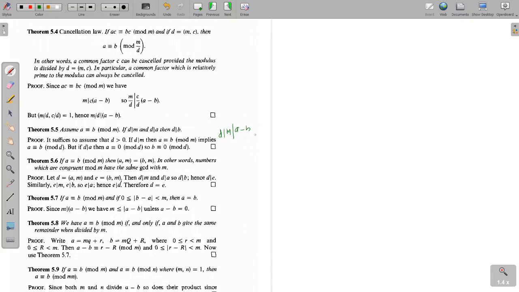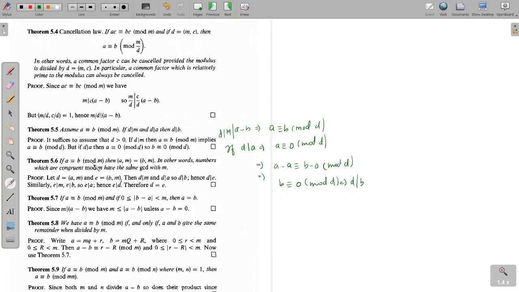So if we assume D divides A, we have A is congruent to 0 mod D. This implies A is congruent to B mod D. And since D divides A, we have A is congruent to 0 mod D. By subtracting this, we can get A minus A is congruent to B minus 0 mod D. This implies B is congruent to 0 mod D. Okay, so this is nothing but D divides B. So whenever D divides this A and this M, then you can get D divides this B. This is theorem 5.5.